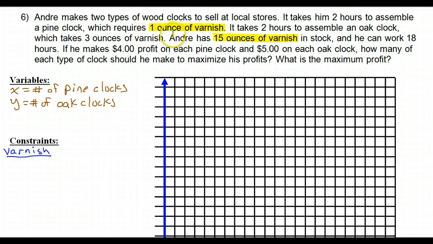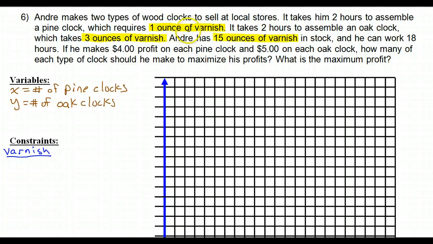Alright, so that's for the pine clock. What about oak? 2 hours, yada yada. But here we go, 3 ounces of varnish. So these 3 things I've highlighted in yellow. Varnish, varnish, varnish. That's how you build the varnish constraint.